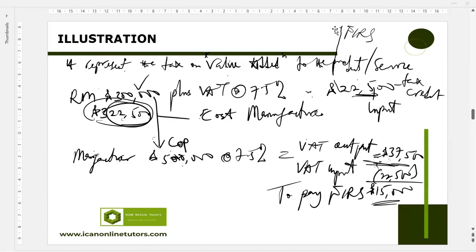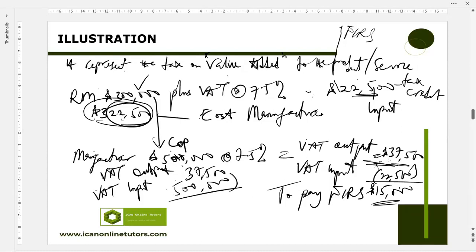No, you misunderstood my explanation. What I said was that in the case whereby the total input VAT you have is maybe 500,000 naira, your VAT output there is 37,500. What's the difference? So you have 462,500. Am I correct? Yes.